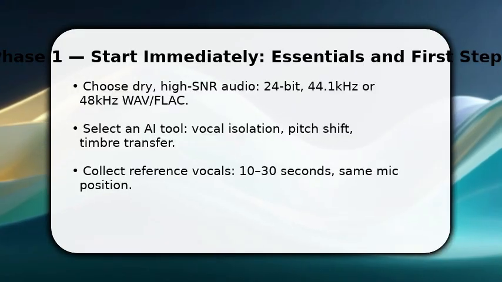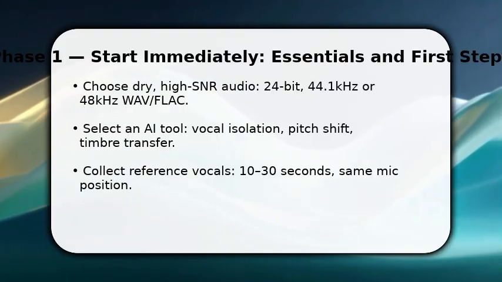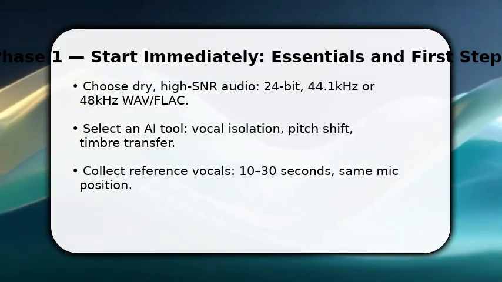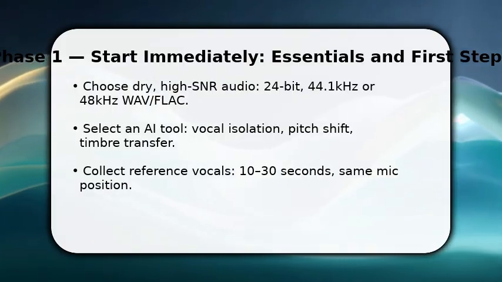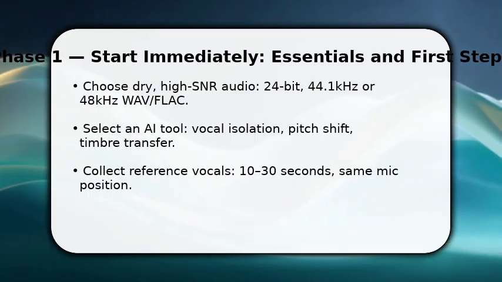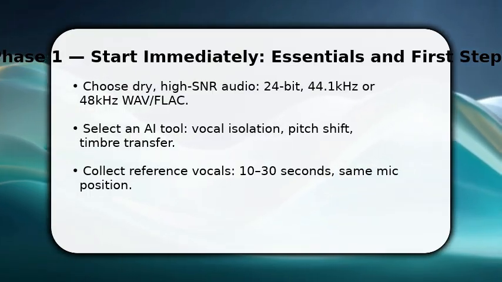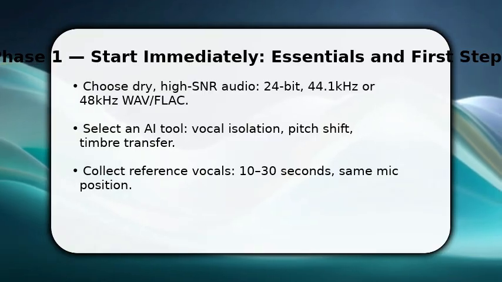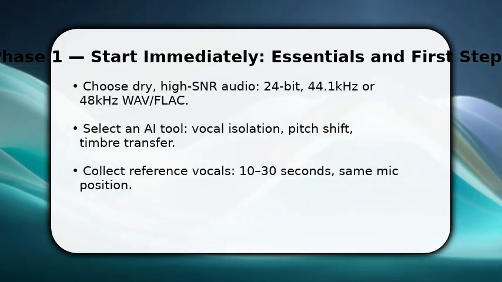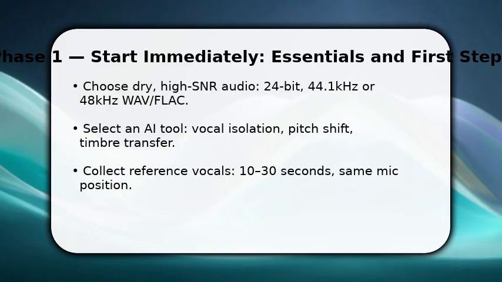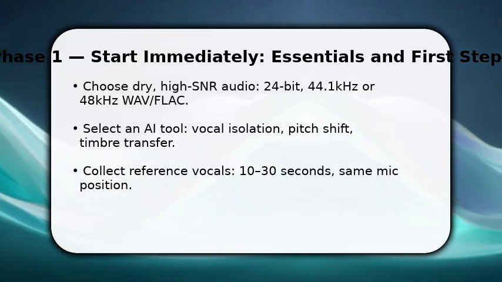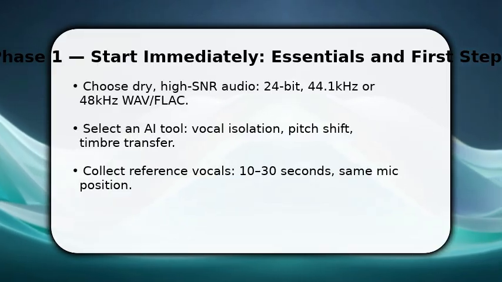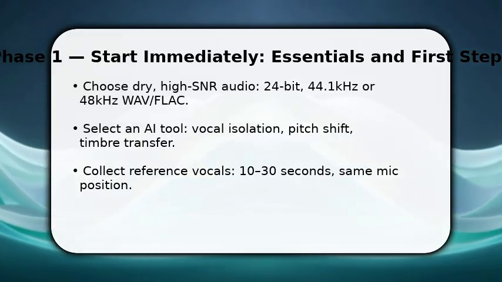You begin by capturing clean source audio. You want a dry, high signal-to-noise recording so the model learns the voice, not the room. Once recorded, import a 24-bit WAV or FLAC at 44.1 or 48 kHz into your chosen AI tool. Make sure it supports vocal isolation. Next, add 10 to 30 seconds of a reference voice if you plan timbre transfer, and name tracks clearly. This prevents confusion during processing.